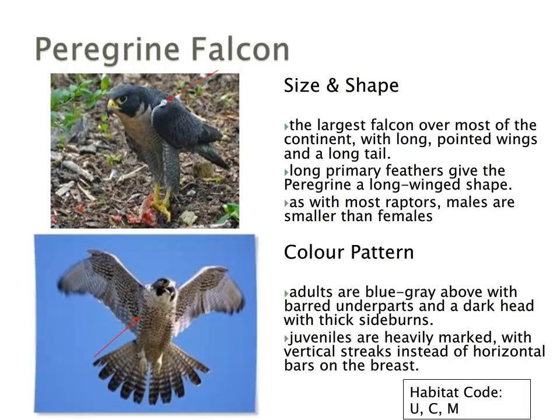The peregrine falcon is our largest falcon over most of the continent. It has very long pointed wings and a very long tail, as you can see here in the image. The adults are bluish gray above with very highly barred underparts, as you can see in the bottom image. They've got a very dark head and thick sideburns, almost like they're wearing a helmet, and you can see those interesting bar lines present on the upper image on the slide.